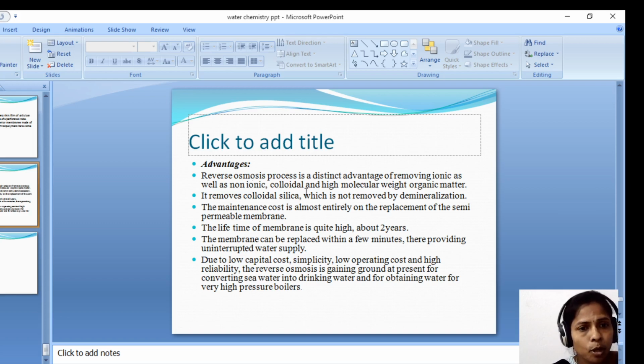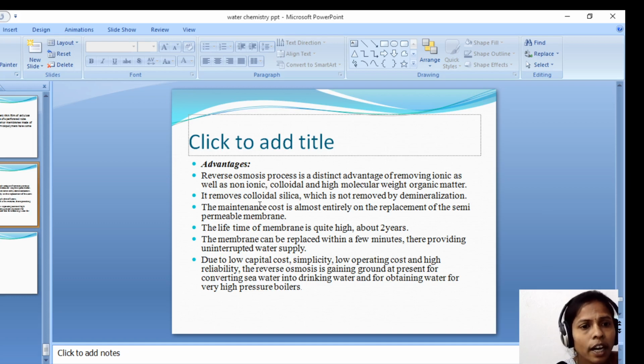The reverse osmosis process has a distinct advantage of removing ions as well as non-ionic, colloidal and high molecular weight organic matter. So we said now we are separating the contaminants. Those contaminants may be ionic contaminants, non-ionic contaminants, colloidal contaminants, or high molecular weight organic matter also. Here we can remove all these impurities by using the reverse osmosis process.